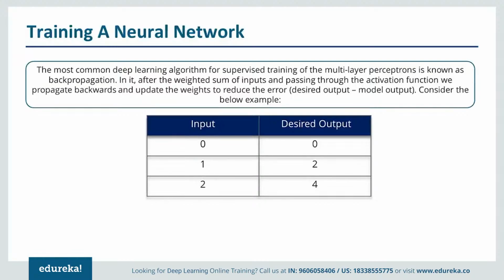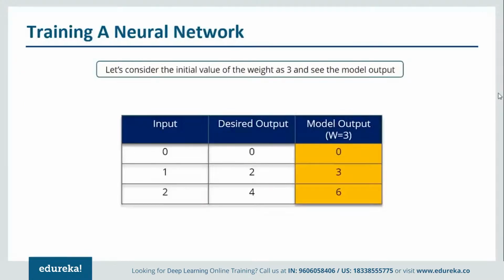So this is the example over here. We have 0, 1 and 2 as inputs, and our desired output, the output that we already know, is 0, 2 and 4. Here we can figure out that the desired output is nothing but twice your input. But I'm training a computer to do that, and the computer is not a human. So I initialize my weight, and I keep the value as 3. The model output will be 3 into 0 is 0, 3 into 1 is 3, 3 into 2 is 6.